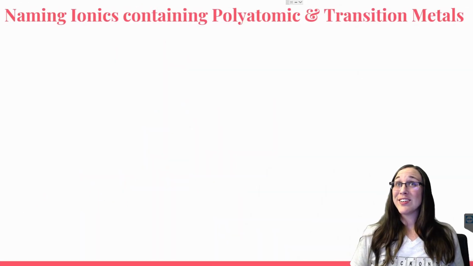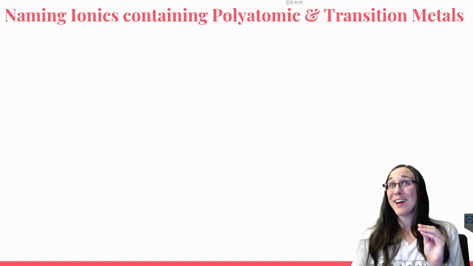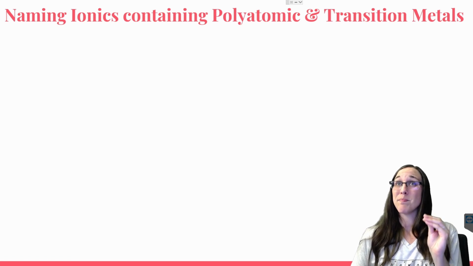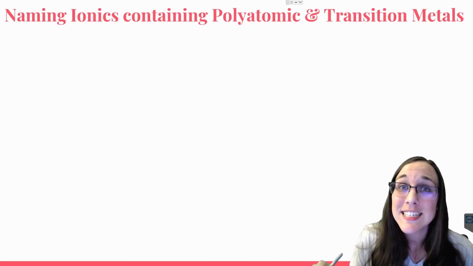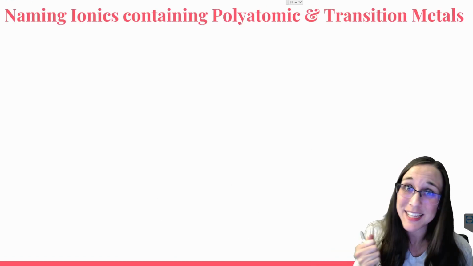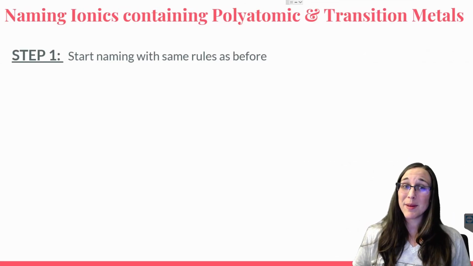All right, now here is the ultimate level up and final test for ionic naming. Now we can have ionic compounds that contain both polyatomic ions and transition metals. Dun, dun, dun. Can you do it? I believe in you. Yes, you can. We'll do this together. Step 1, we're going to start naming with the same rules as we always have before.